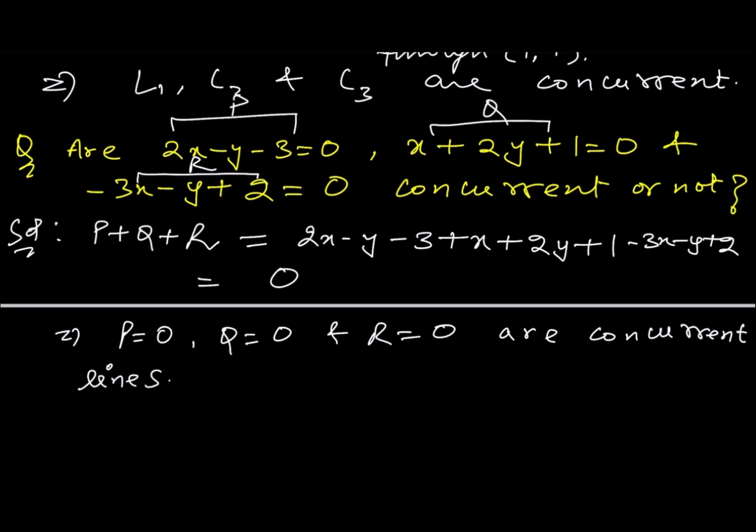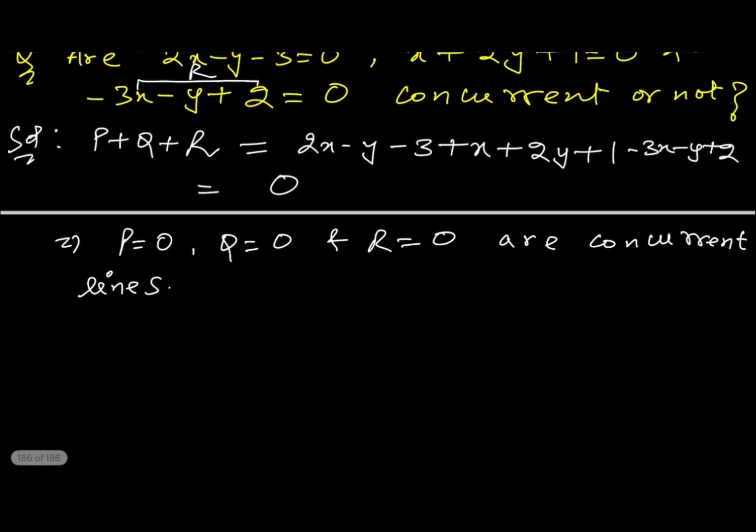But if for some values P plus Q plus R is equal to 0, then we cannot say directly that P, Q and R are concurrent lines. But in this case, P is equal to 0, Q is equal to 0 and R is equal to 0. When we sum up all these three, we are getting P plus Q plus R is equal to 0. So in this case, lines are concurrent.